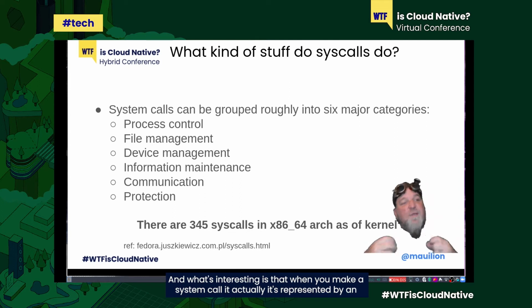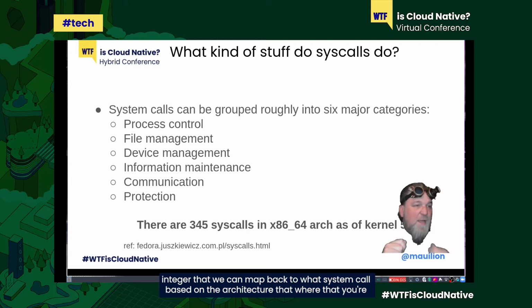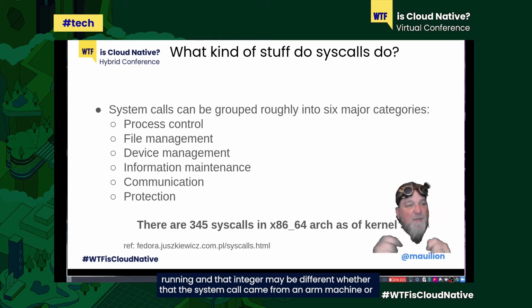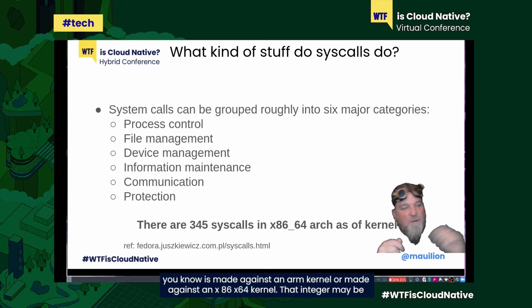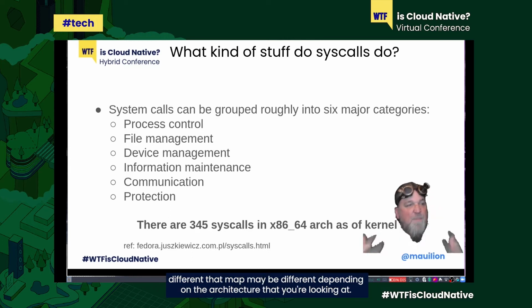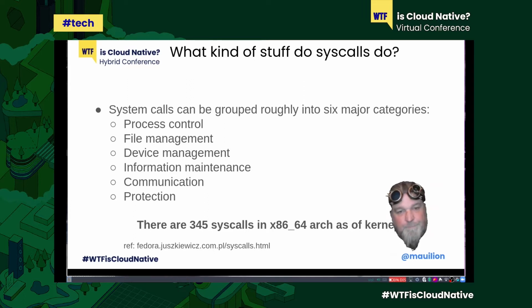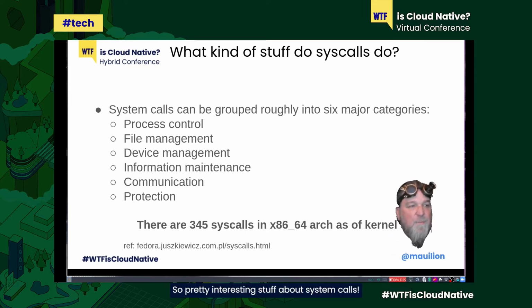And what's interesting is that when you make a system call, it's represented by an integer that we can map back to what system call based on the architecture that you're running. And that integer may be different whether that system call came from an ARM machine or is made against an ARM kernel or made against an x86-64 kernel. That integer may be different. That map may be different depending on the architecture that you're looking at. So, pretty interesting stuff about system calls.